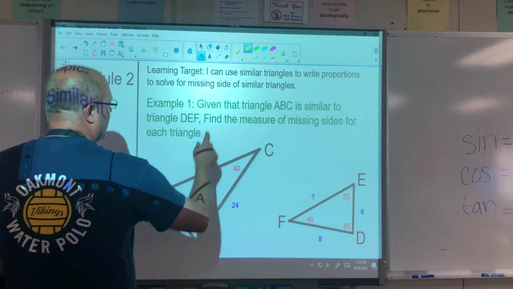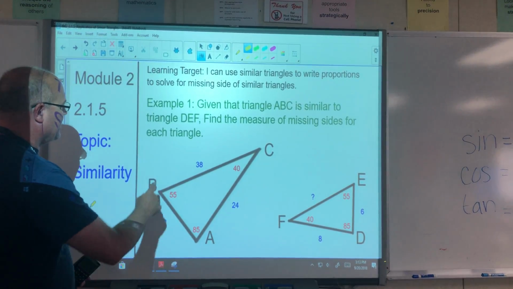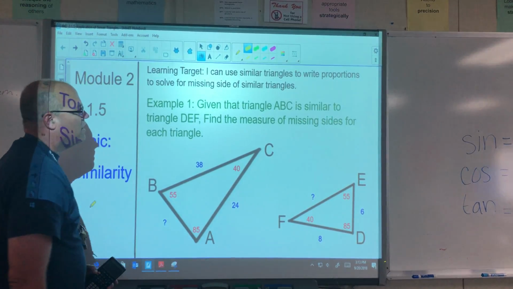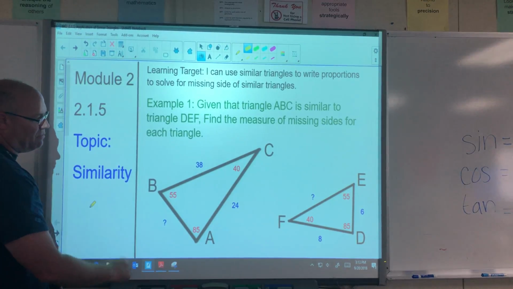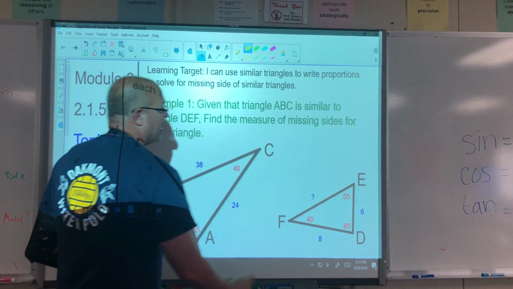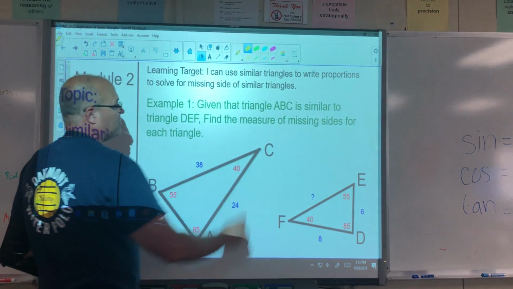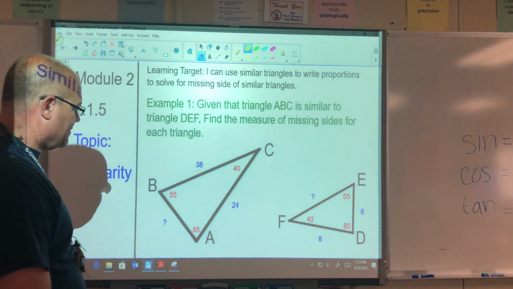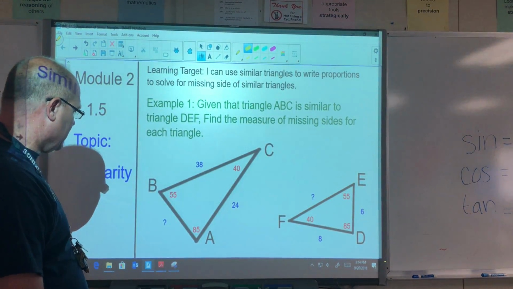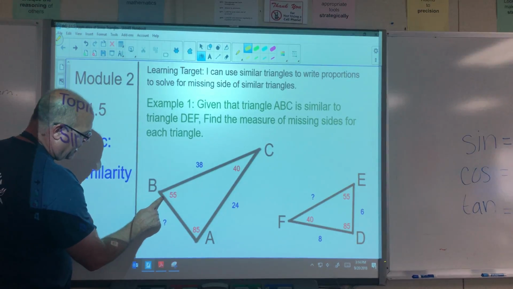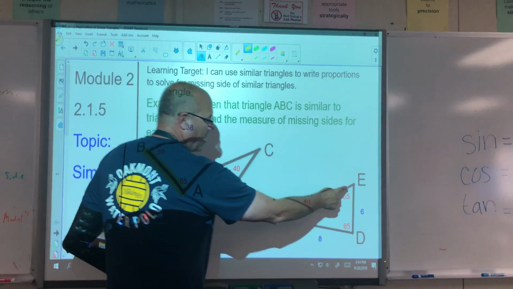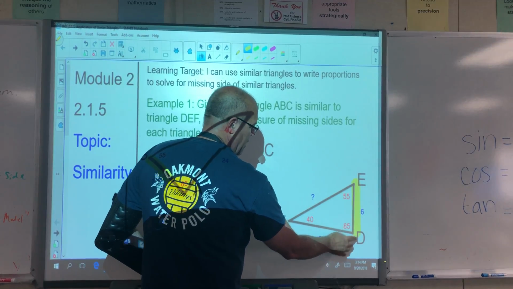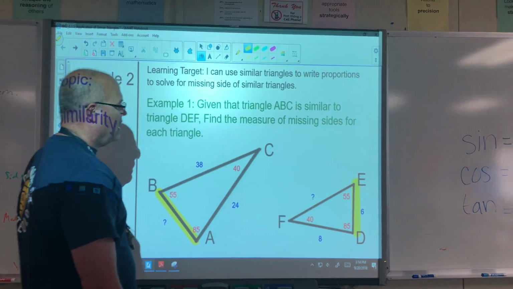Our example is, given that triangle ABC is similar to triangle DEF, find the measure of the missing sides for each triangle. So we're going to try to find this side here, AB, and this side here, EF. The first thing is we have to match up the corresponding sides and see if we can get a ratio of similarity between the two. If I look at this side here, it's between the 85 and the 55. It corresponds to this side over here, the 6, which is between the 85 and the 55.